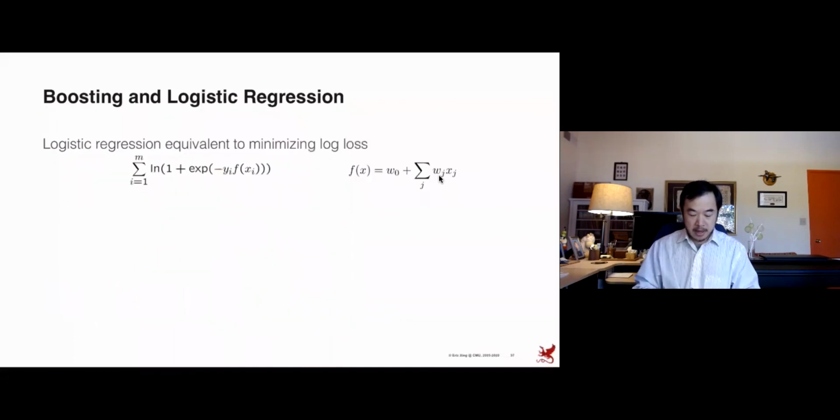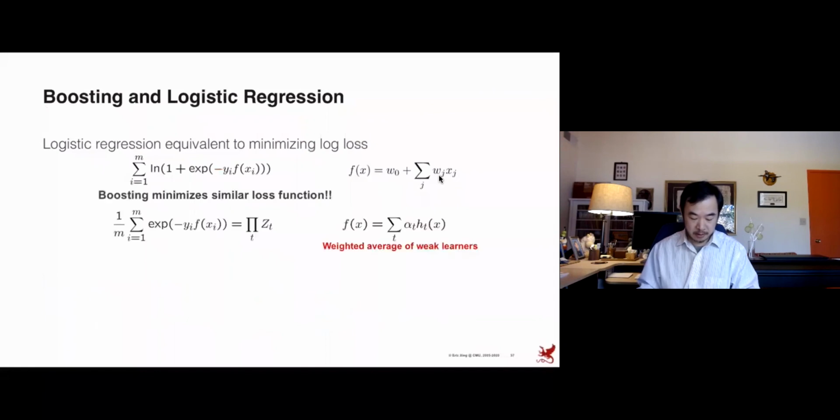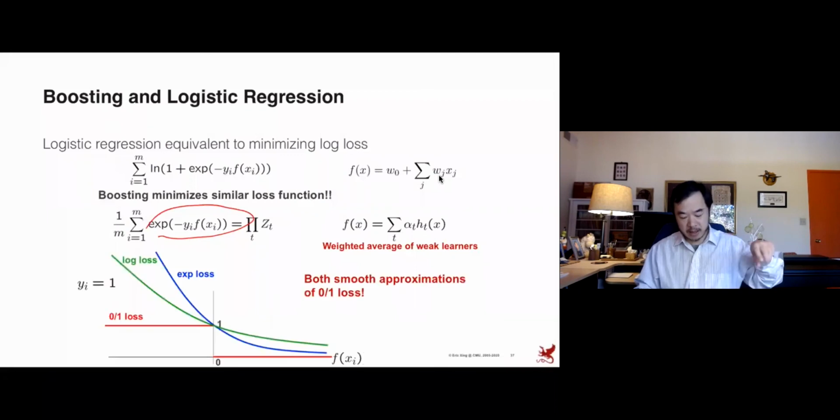If you put boosting and logistic regression side by side, you will see a very interesting difference. Here is the log loss, but boosting minimizes an exponential loss, which is similar in some way. Let me show you the shape here: the exponential loss looks like this, and the log loss looks like this. They are both smooth approximations to the step loss that we see here.